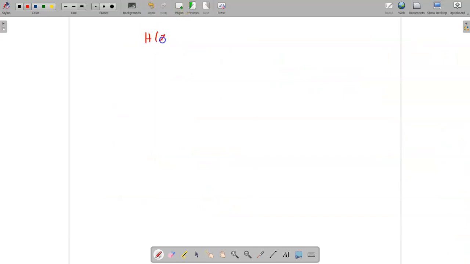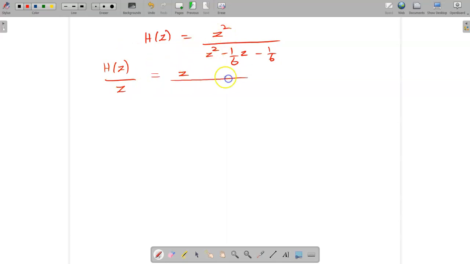H of z is nothing but z square divided by z square minus 1 by 6z minus 1 by 6. Okay, so one z we have to take to the left hand side, that is, we need to determine H of z by z. So when we take one z to the left hand side, it becomes z by z square minus 1 by 6z minus 1 by 6.